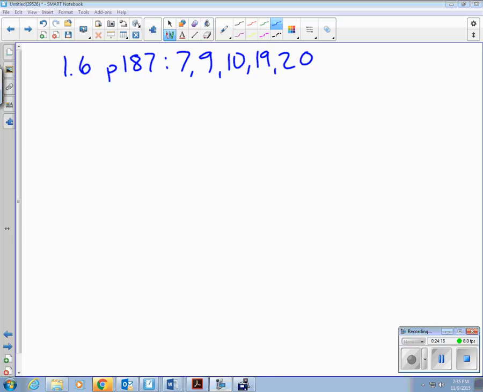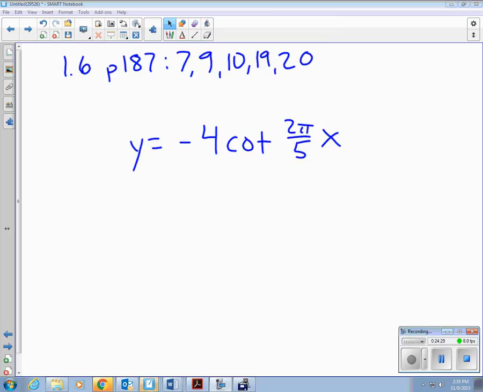Okay, you've got 5 problems to practice. Remember, if you have y equals -4 cotangent of, say, 2 pi over 5 times x, let's just make sure we remember. You have to pay attention to that. Yeah, because that's how you get your period, right? Do you have to pay attention to this? Yes. Do you have to pay attention to the 4? No, never mind the 4.